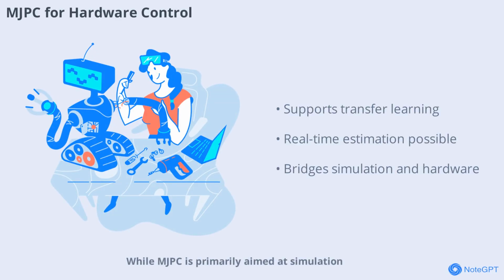While MJPC is primarily aimed at simulation, it can also be used to control real hardware. By generating data for transfer learning or coupling MJPC to real-time state estimators, researchers can bridge the gap between simulation and physical robots. This opens the door to practical applications in robotics labs and beyond.